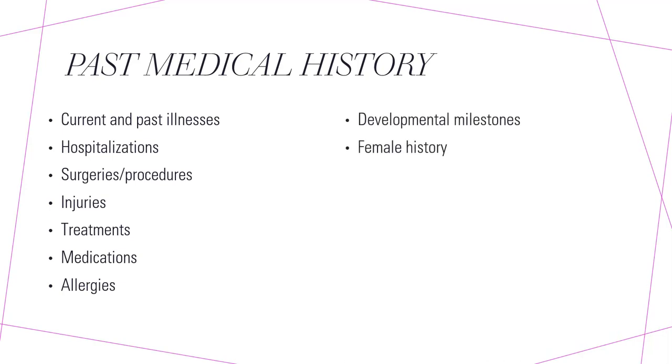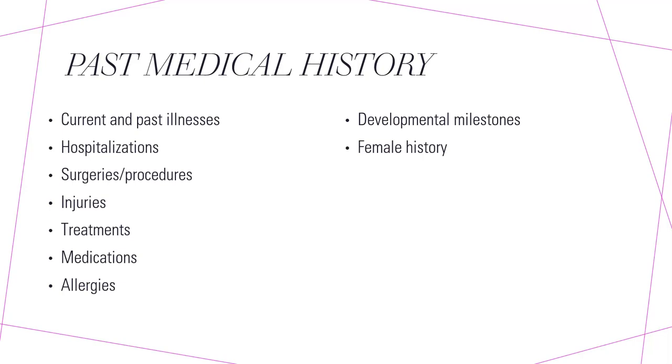Did they reach their developmental milestones on time? For females, you want to get a good female history. How old were they when they had their first period, when menarche? What was the first date of their last period? You definitely want to know this in childbearing women, women of childbearing age. You want to get that last menstrual period.